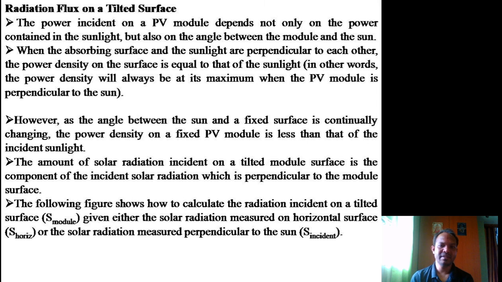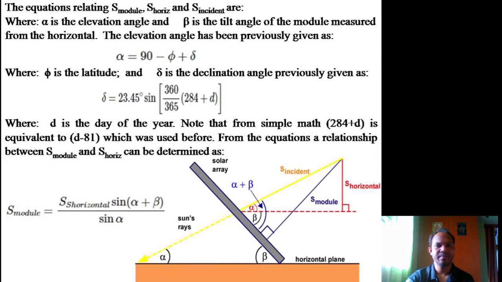The amount of solar radiation incident on a tilted module surface is the component of the incident solar radiation which is perpendicular to the module surface. In the next slide, I shall show you a figure which shows how to calculate the solar radiation incident on a tilted surface. It is nothing but S module, given either the solar radiation measured on a horizontal surface, that is S horizontal, or the solar radiation measured perpendicular to the sun.